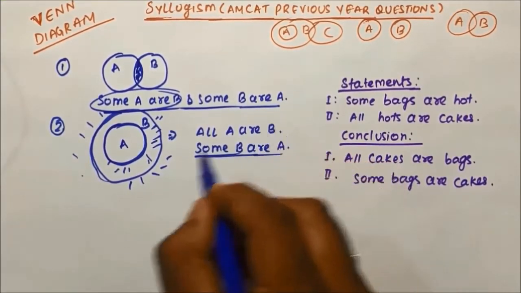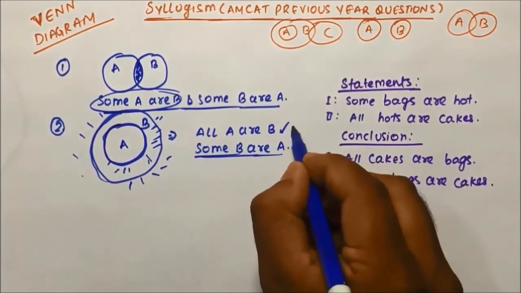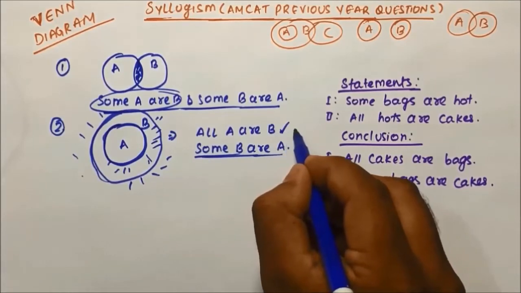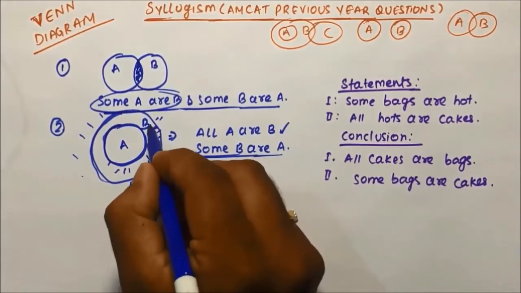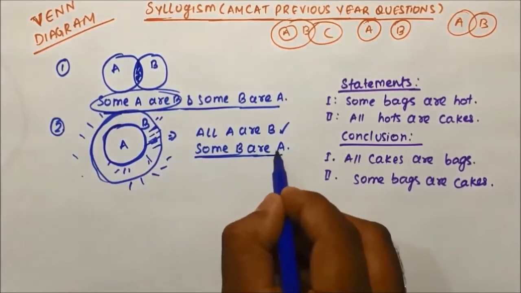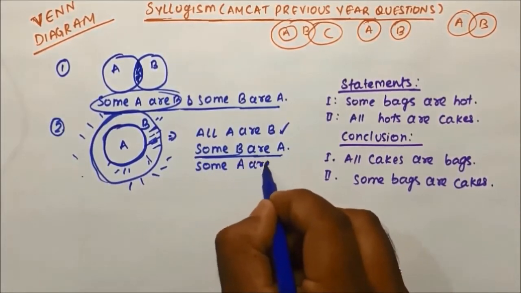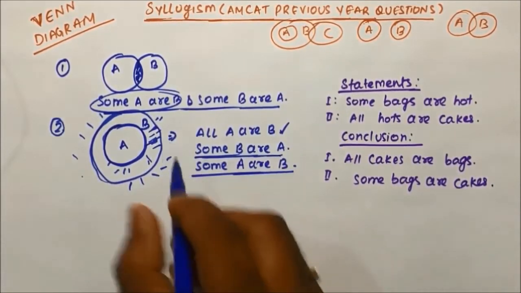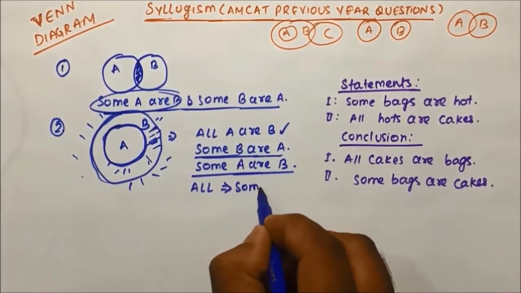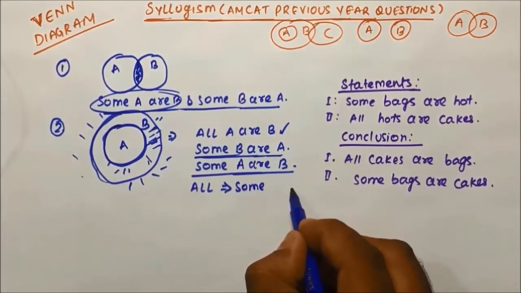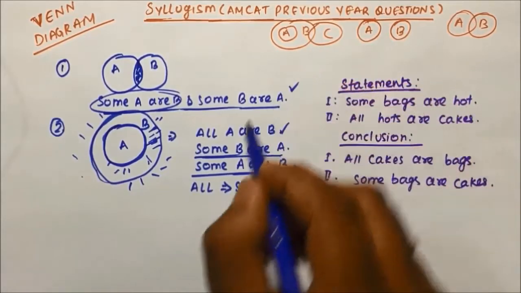Both are true. So from this diagram we saw that all of A is inside B, so we can say all A are B, and if all A are B, then some part of B will be touching A, so we can also say some B are A, and then some A are B. So here is one conclusion: if all A are B, then you can say some A are B and some B are A. From this diagram we conclude this, and from diagram 1 we concluded the earlier one.